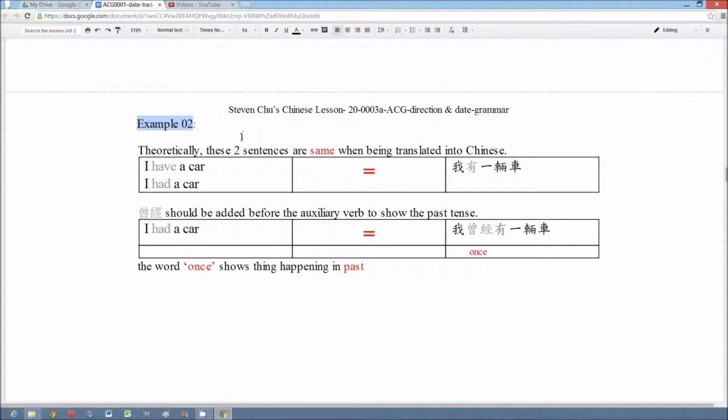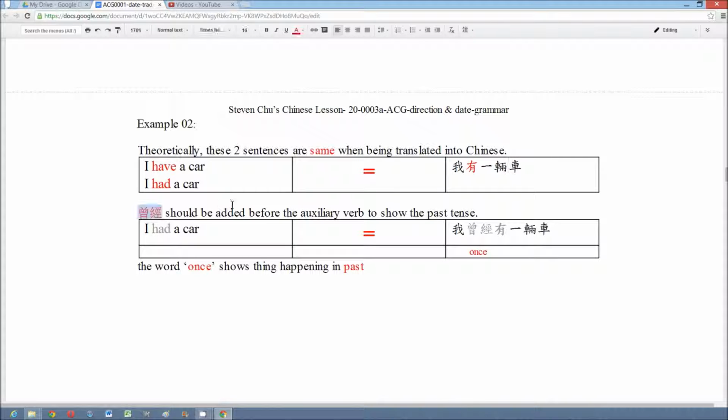This is example number 2. We have 2 sentences. I have a car. I had a car. If we translate these 2 sentences directly, we have 我有一辆车. Also, this sentence just shows the present tense but not the past tense.